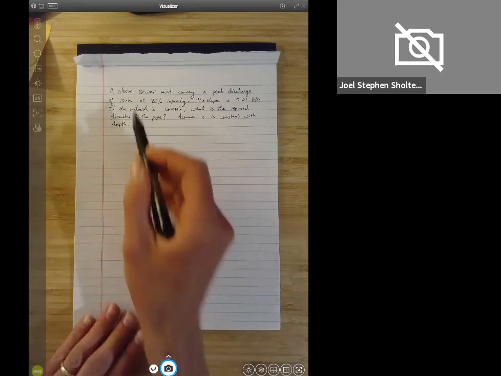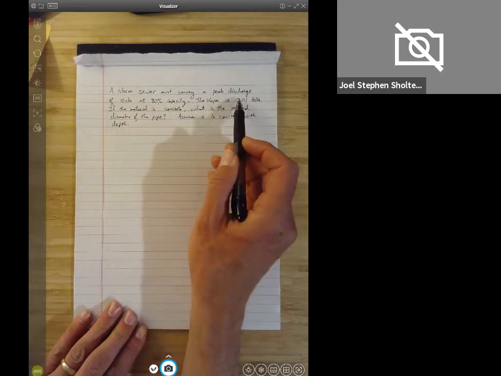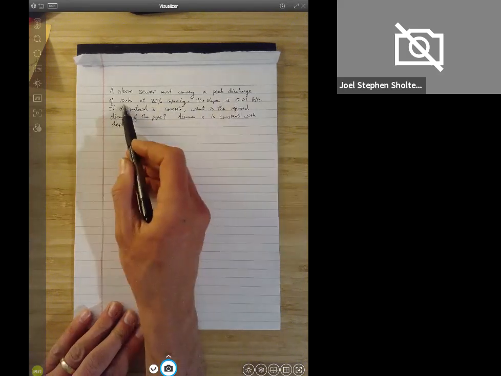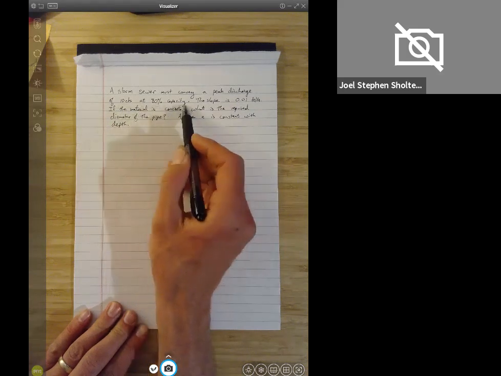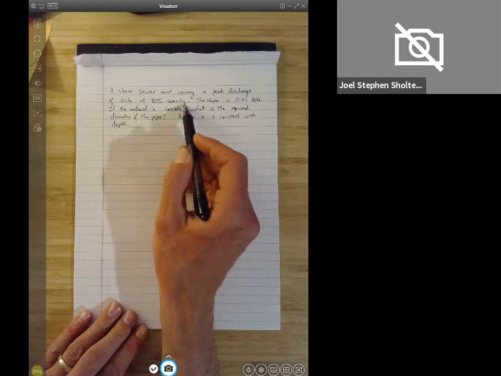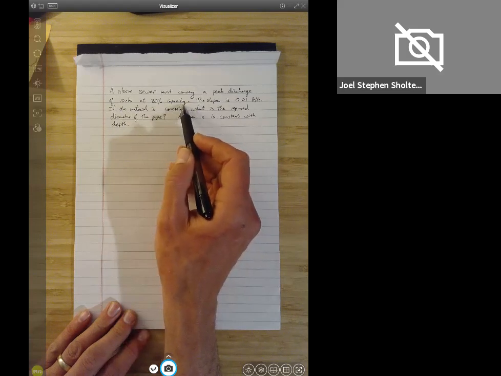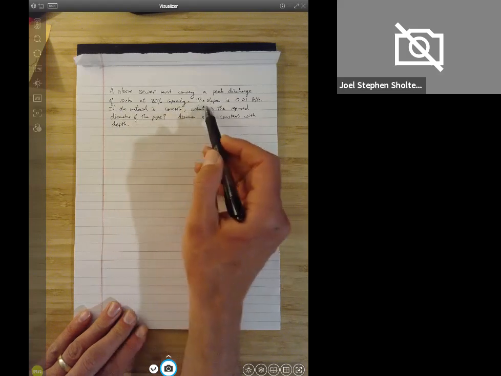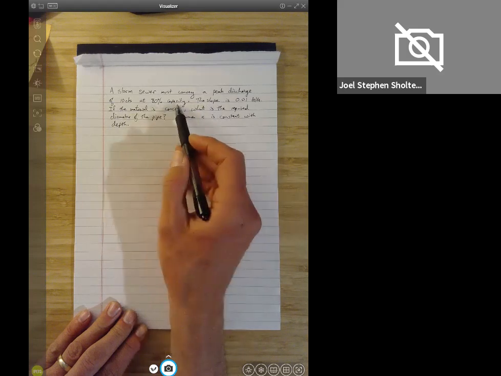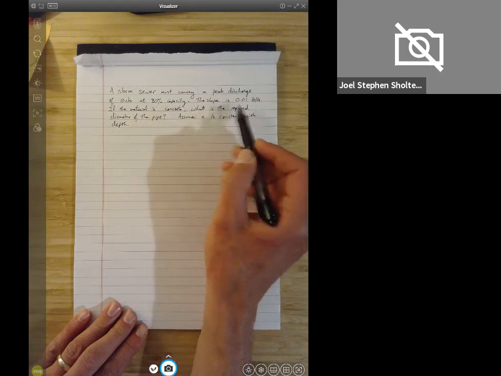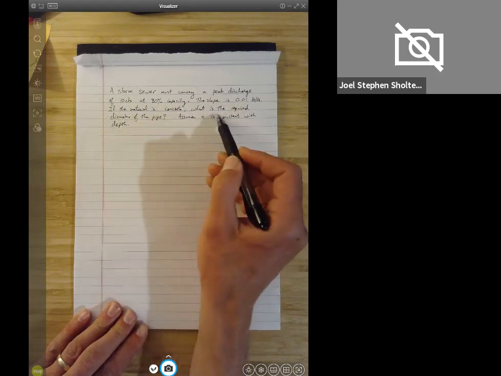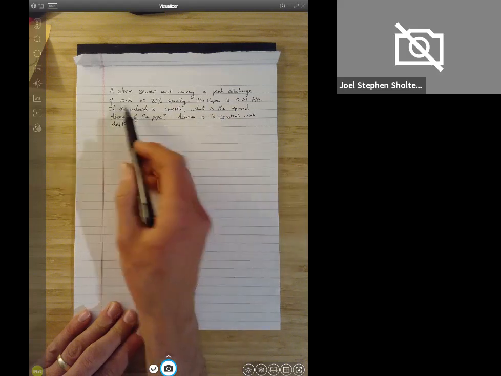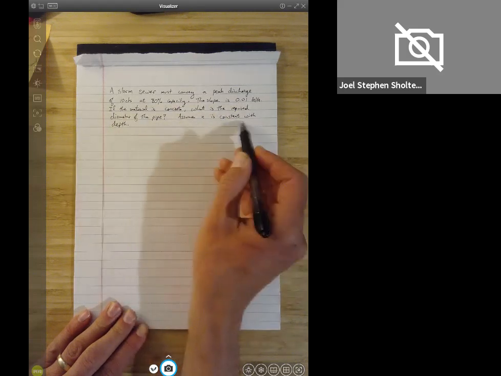storm sewer. We need to convey a peak discharge of 10 CFS. This would come from a hydrologic model at 80% capacity. So that's like a typical kind of, the pipe can be up to 80% full. We don't want it to fill all the way up because then we run into pressurized flow and other problems. The slope is 1%. The material of the pipe is concrete. So what's the required diameter of the pipe to convey this design discharge? Assume n is constant with depth.